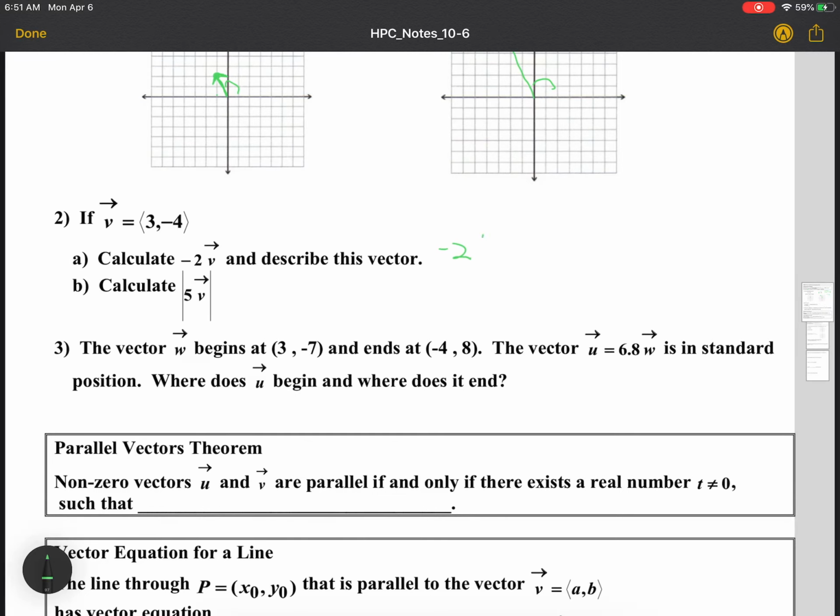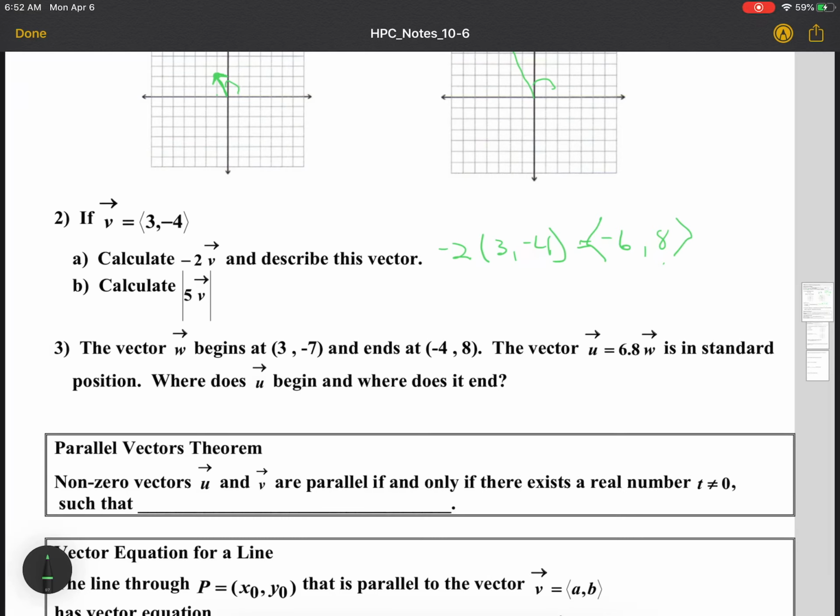So if we calculate negative 2, we're throwing our negative 2 out front of our point. It's going to give us negative 6, 8. And remember, for a vector, you can put the curly parentheses or you can put these. Either way, it's the same thing to me. You're not going to lose points doing both. But what you can tell from this, if you're looking at this new vector, you see that the negative sign changed our direction as well as our magnitude.